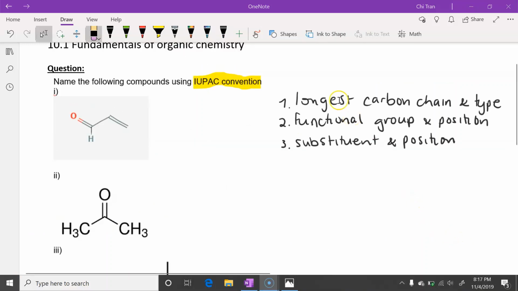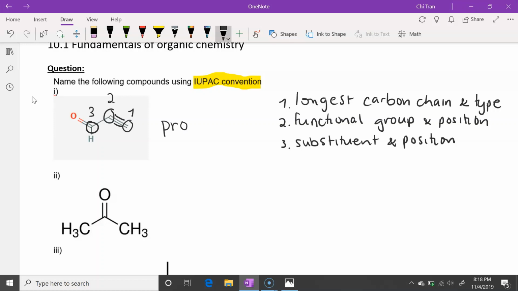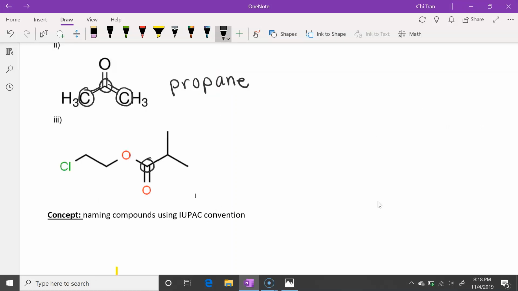So going back to the question, I've written out a summary of the steps mentioned earlier, and the first step is to determine the longest carbon chain and the type. So in the first question, we need to remember at the end of each line, it's representative of a carbon. So in the first question, there's 3 carbon and 1 double bond. And because there is a double bond, we also need to specify its location. And so it's located on the second carbon. So the name is prop-2-ene. In the second question, there is 3 carbon and they're all single bonds. So the name is propane. In the third question, the longest carbon chain are the 3 carbon right here and the all single bonds. So the name is also propane.